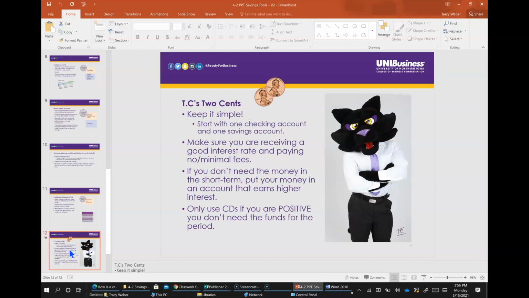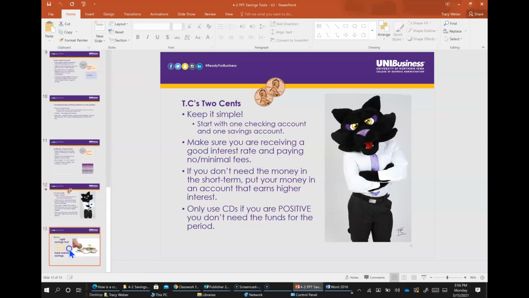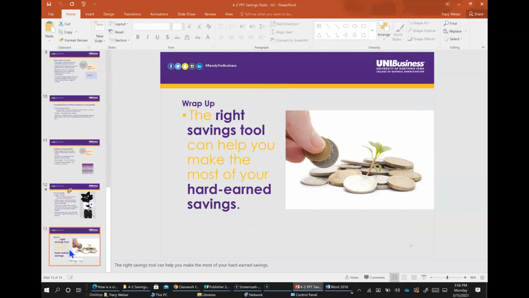So TC's 2 cents, keep it simple. Start with one checking account and one savings account. Make sure you're receiving a good interest rate and paying no or minimal fees. And if you don't need the money in the short term, put your money in an account that earns higher interest. Only use CDs if you are positive you don't need the funds for the period. In closing, the right savings tool can help you make the most of your hard-earned savings.